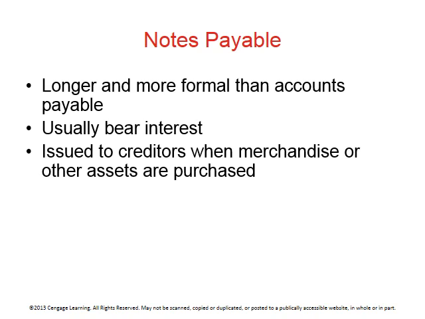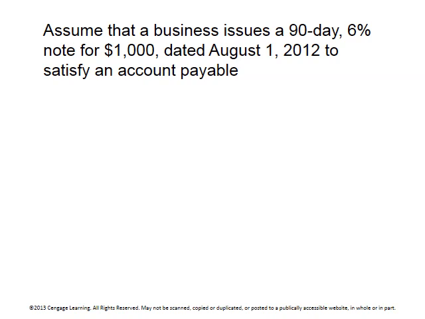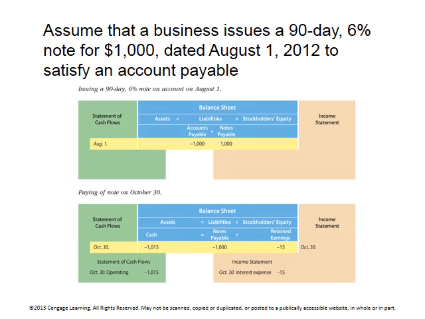It's issued to creditors. So let's look at an example. So we assume that a business, we issue a 90-day 6% note for $1,000. So what we're going to do is, since we're doing this to satisfy an account payable, we're going to reduce accounts payable and increase notes payable. So it's still a liability, we're just calling it something different.